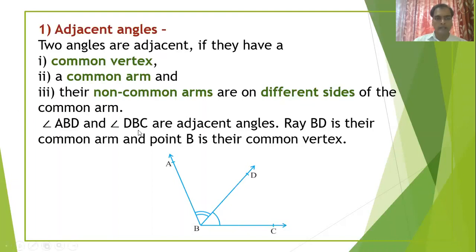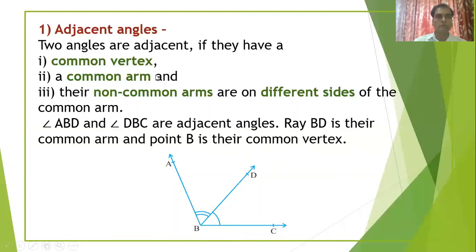Angle ABD and angle DBC. Here is an example of adjacent angles. Let's see whether these two angles are satisfying all the three conditions. Angle ABD and angle DBC have a common vertex B, so the first condition is satisfied. Then the second one, they have a common arm BD, so the second condition is also satisfied.